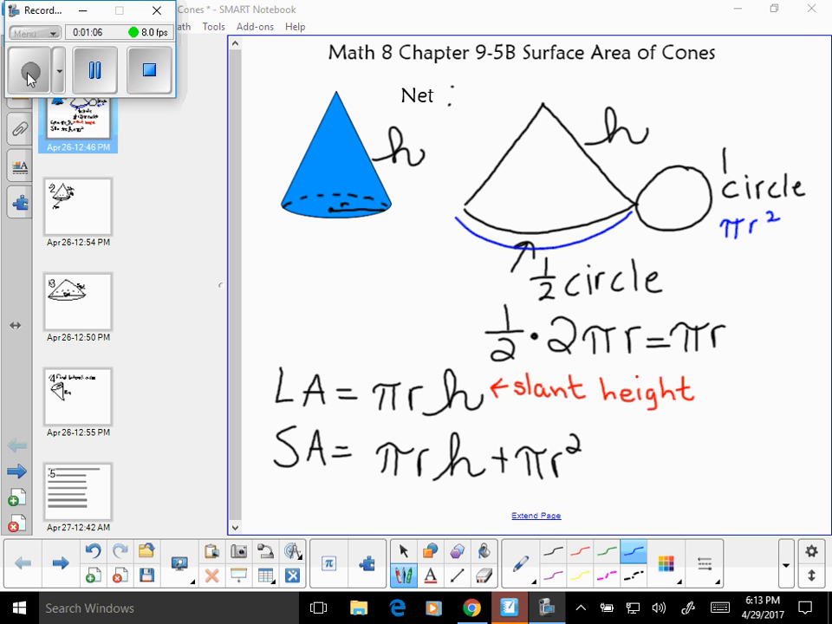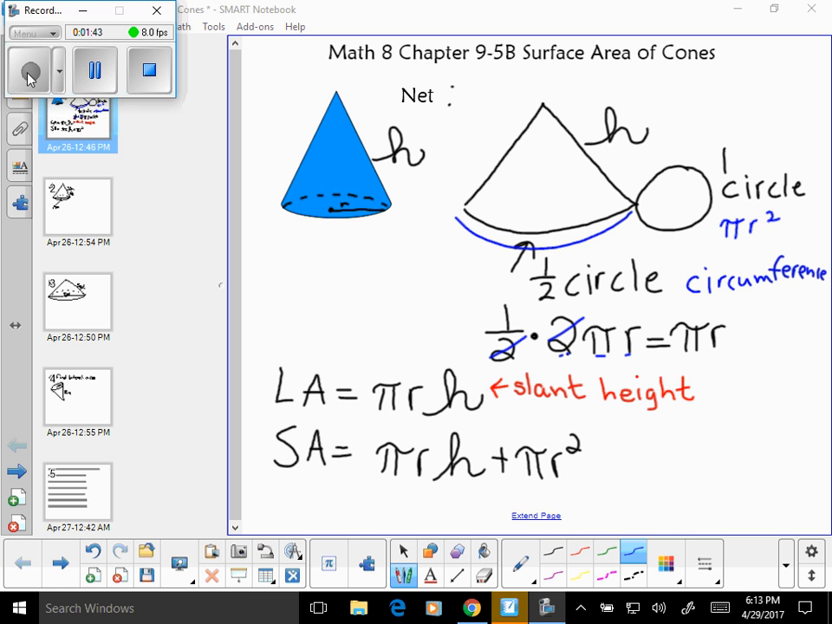So we're going to go back to circumference. Now the circumference of a circle is 2 pi r. We only have half of that, so we are going to take 1/2 times 2. That's going to cancel. So we're only going to use the pi times r. Now the lateral area is going to be that pi times r, and then times that slanted height.